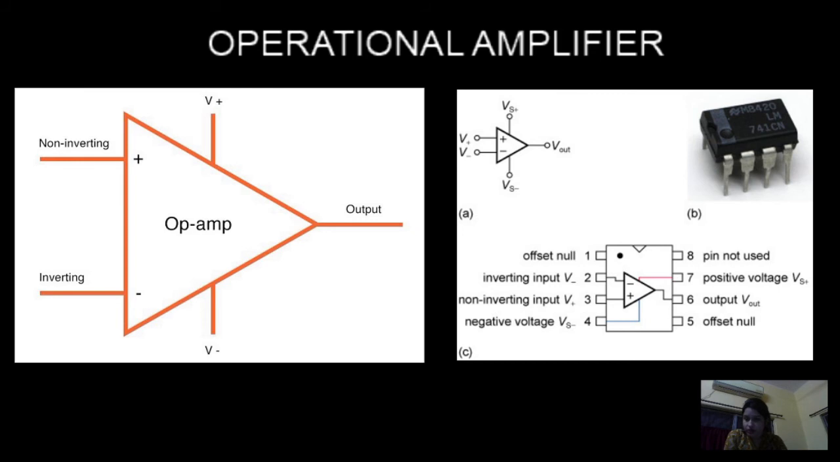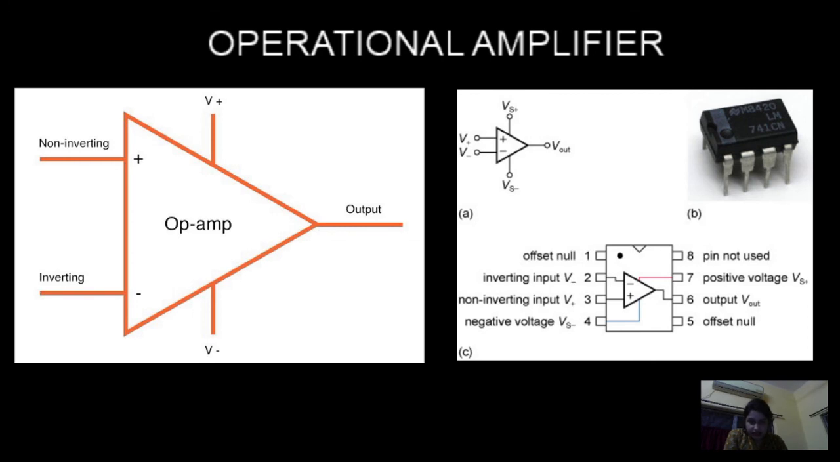This op-amp is also called a differential amplifier. It's an amplifier because the output will always be the amplification of the inputs, but the difference of the two inputs will be amplified at the output. And if any common mode signal comes here, that means suppose noise comes here, then that will be rejected at the output. So op-amp is basically a differential amplifier.